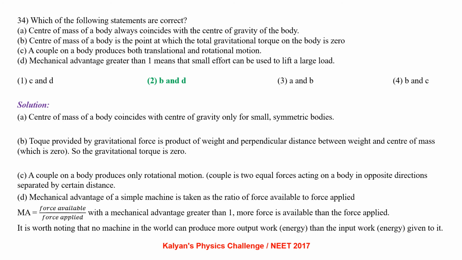The statement is correct because torque provided by gravitational force is the weight of the object multiplied with perpendicular distance from the center of mass, in this case that is 0. So the torque provided by gravitational force is 0. Statement C. A couple on a body produces both translational and rotational motion. This statement is wrong because when a couple is applied on a body, it produces only rotational motion. For example, we apply couple to open the cap of a bottle or to open a tap.